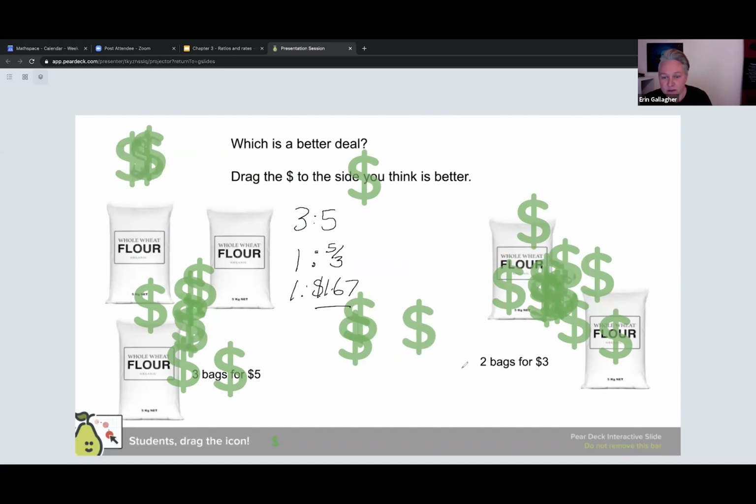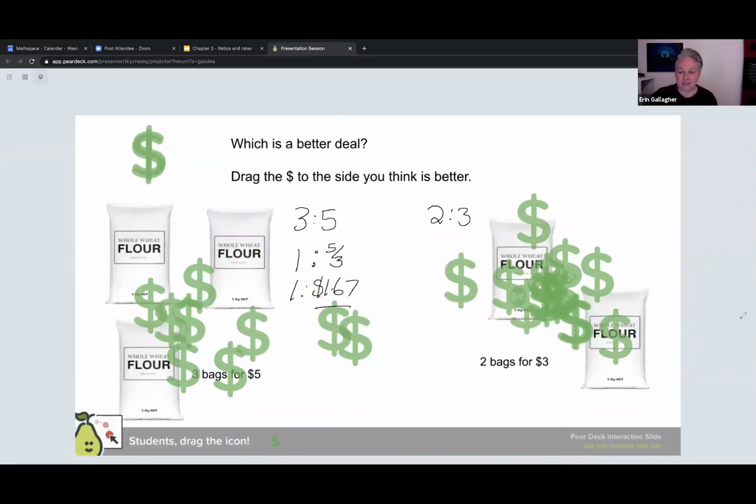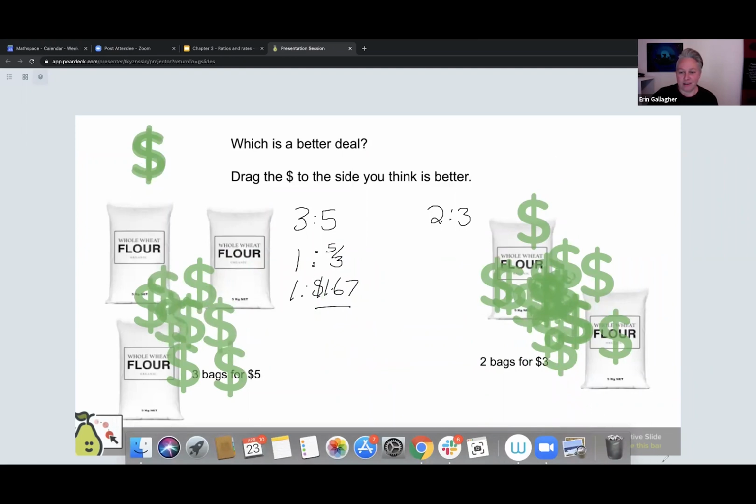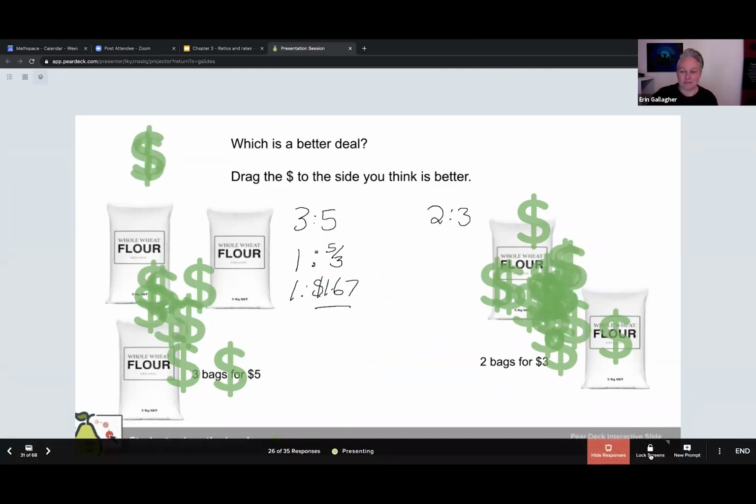2 bags for $3. So this is starting out as a ratio of 2:3. Get you to lock in your answers in 3 seconds. 3, 2, 1. Has everyone locked their answers in? Pretty happy with where they are? Okay. So we've got here 2:3.